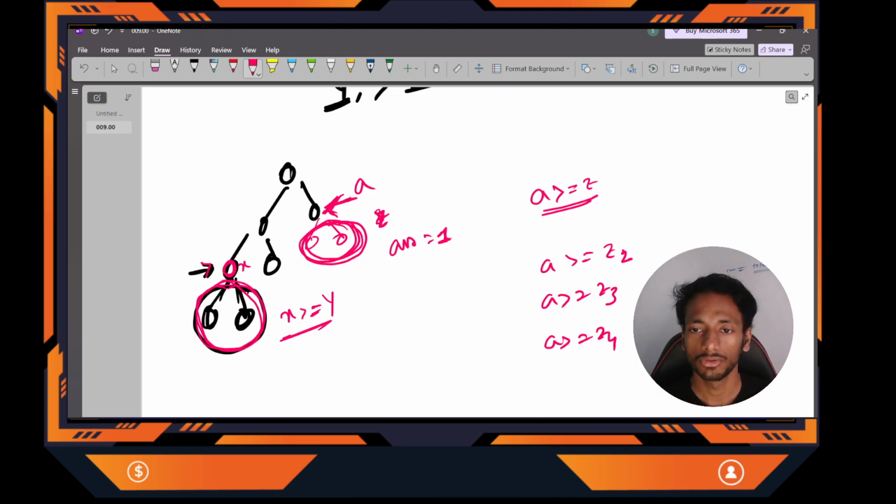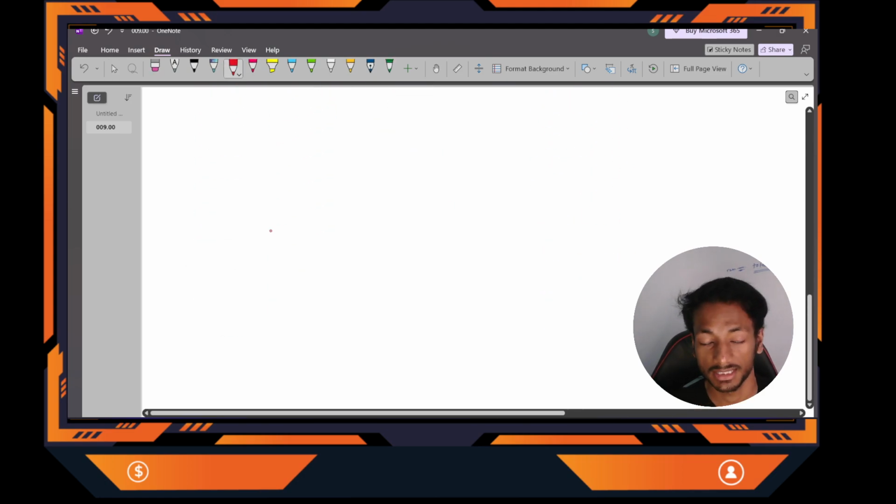So if the current root value is greater than or equal to the maximum value, then this condition is valid for all the other nodes also, right? Whatever nodes are present in the same hierarchy. Got it? So let's consider one more thing. Let's just take one example.